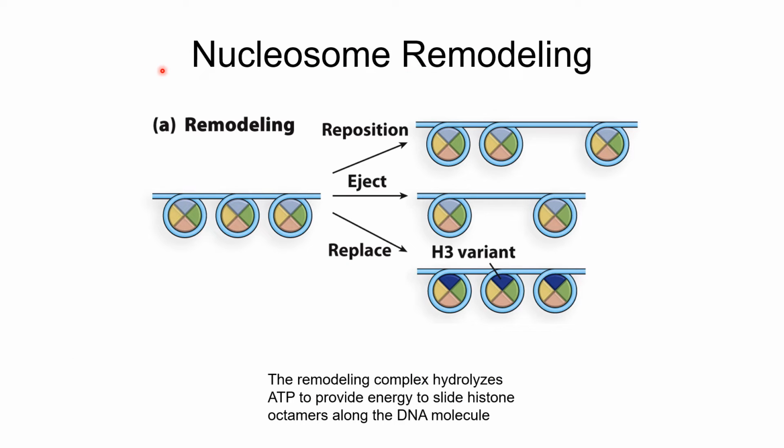So the first one is nucleosome remodeling. It allows changes in DNA expression through repositioning. So we see here this third histone move to allow this region to be read. It can also eject the second one shown here to open up this region so that it can be read for gene expression, or the histones can just be replaced with some other kind of variant, as shown by this darker blue region. And for remodeling to occur, ATP must be present, and it allows for the histones to slide up and down the DNA molecule to change expression.